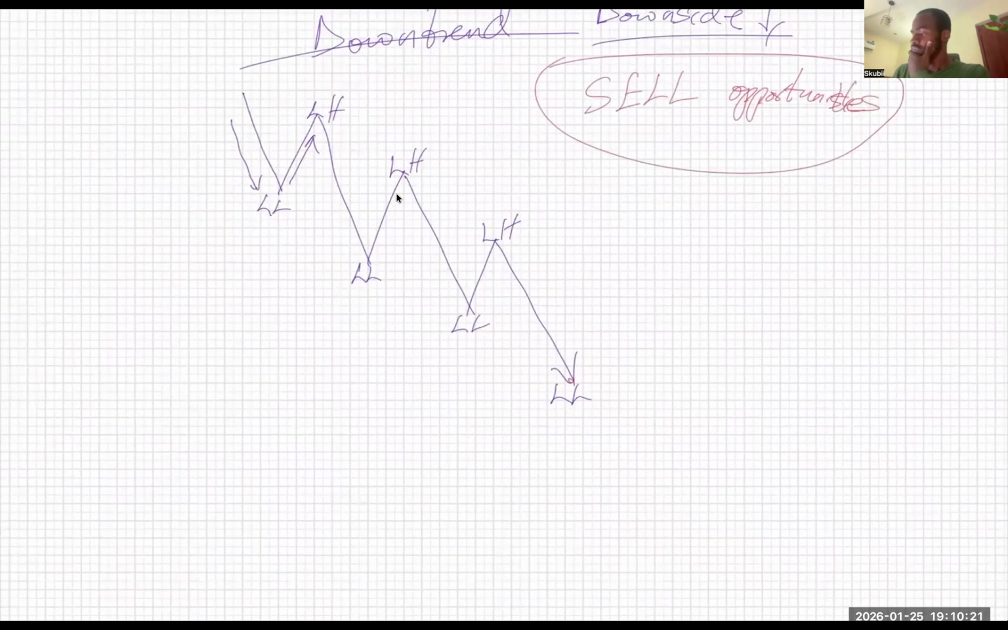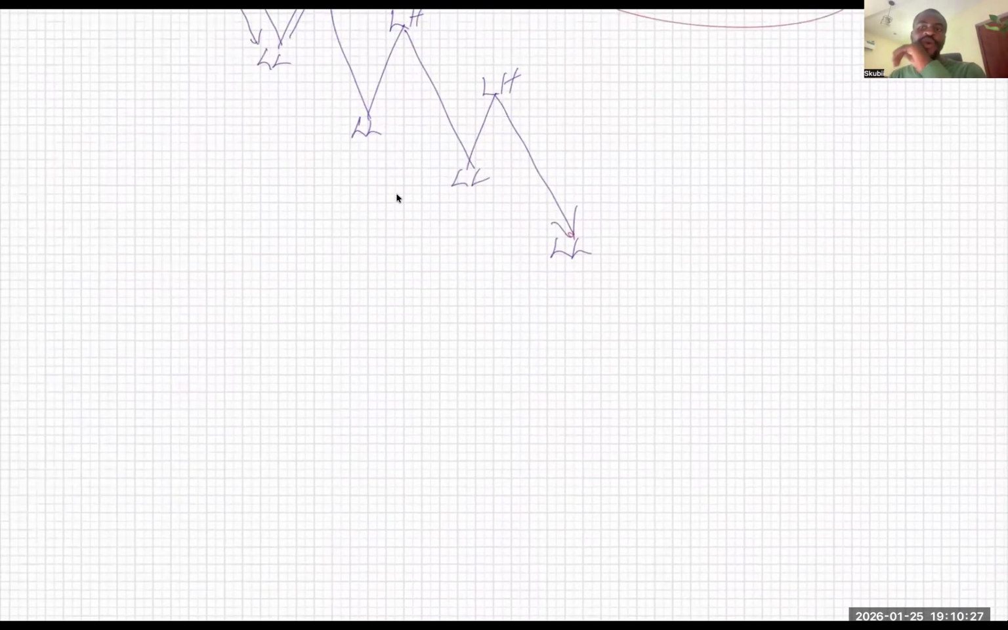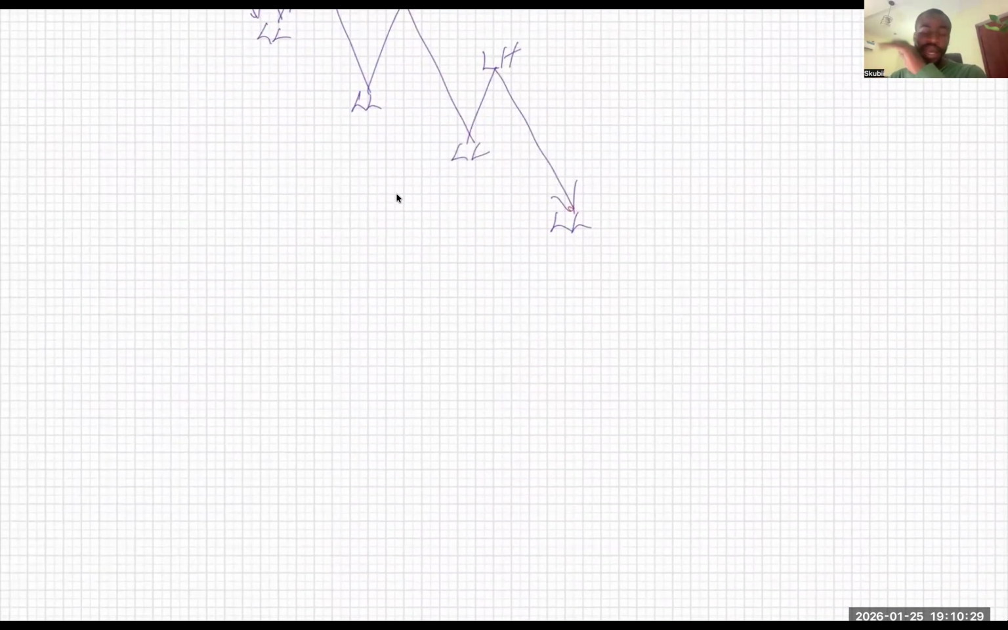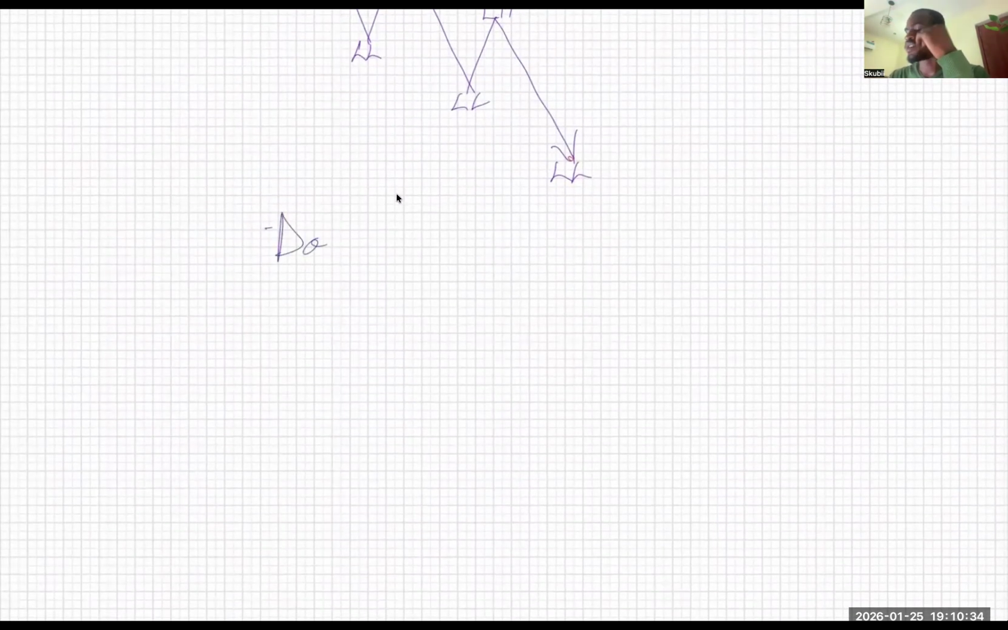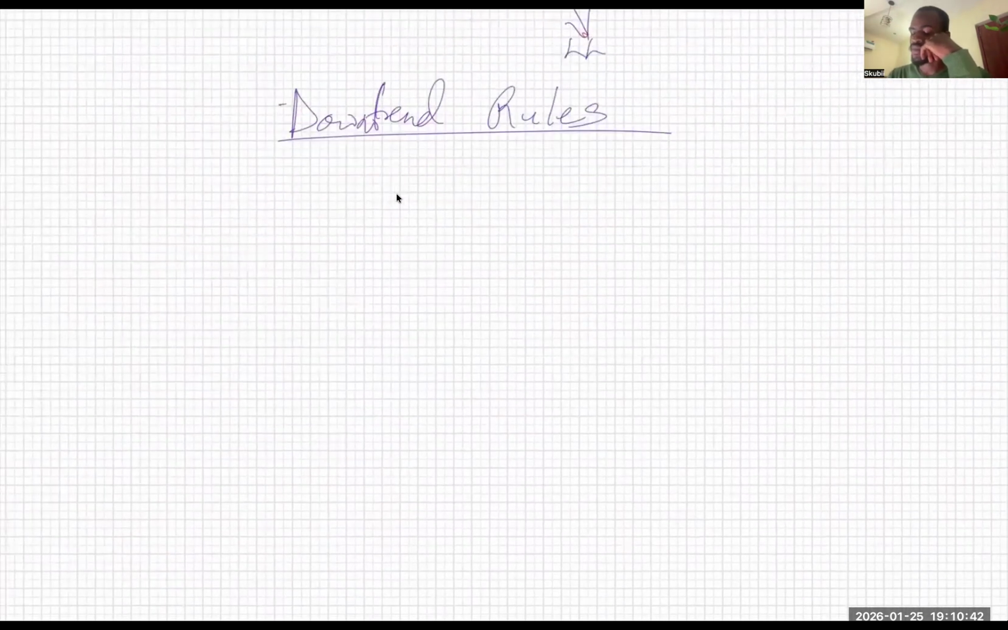Now, just like the uptrend we looked at, our downtrend too has rules. Now, what are these rules? Downtrend rules. The first rule is that before you call any low a lower low, it will need to break, it will need to pass below the previous low.